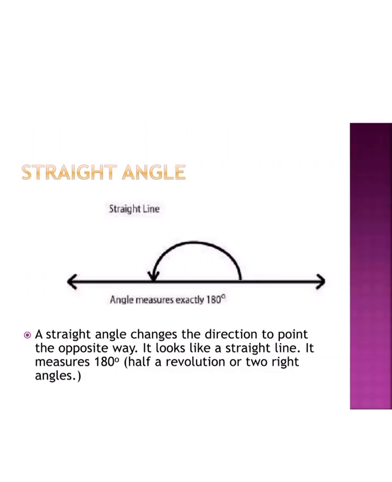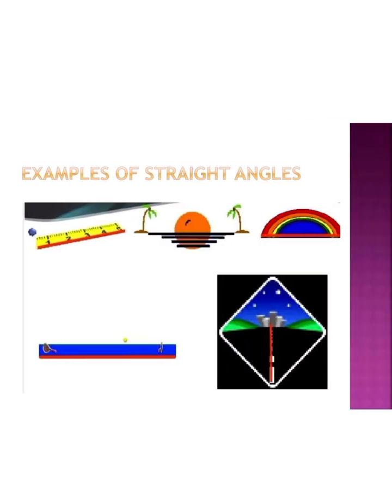Straight angle. As shown in the diagram, the straight angle changes the direction to point the opposite way. It looks like a straight line. It measures 180 degree, half a revolution or two right angles. Examples of a straight angle are a scale or the other pictures given on the screen.